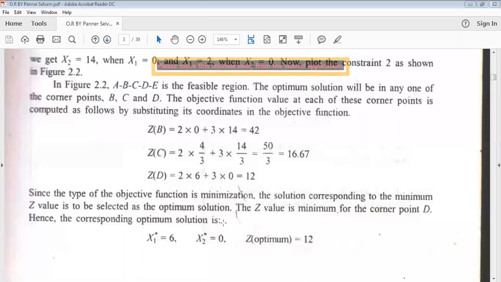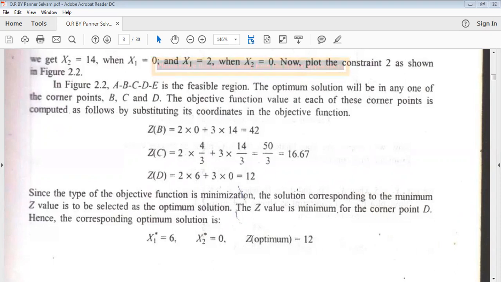So z is equal to 12 is the solution for this because it is a minimization problem. There are two problems we have solved so far. One is the maximization problem, with constraints less than or equal to. The second is the minimization problem, where the constraints are greater than or equal to.